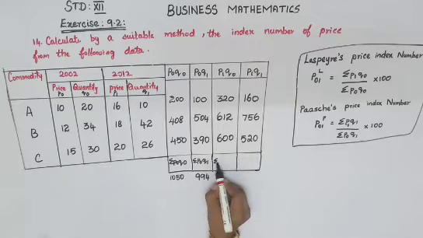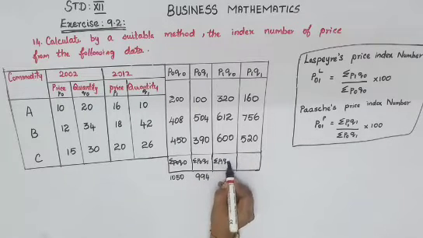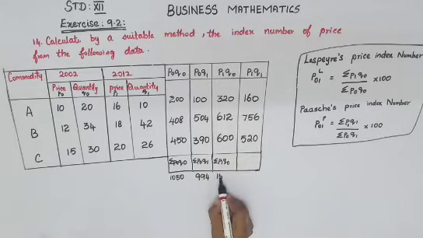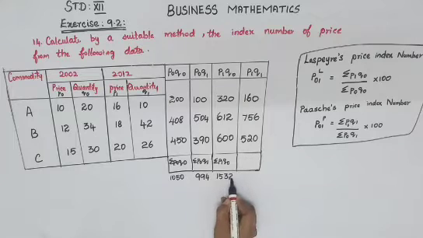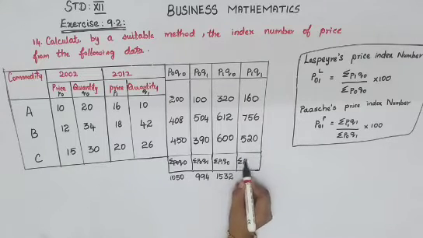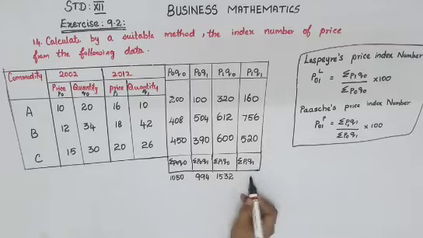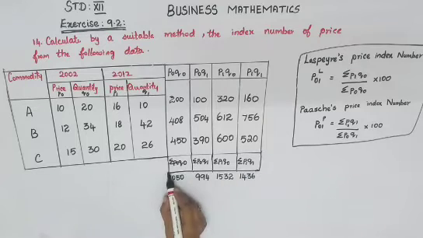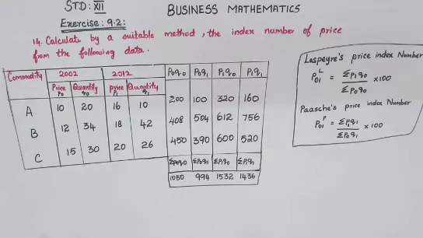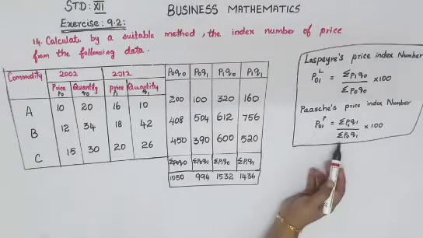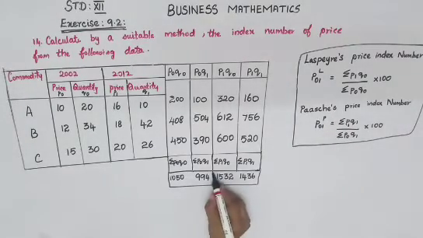Next is sigma P1 Q naught. Adding all these three numbers, you will get 1532. Next is sigma P1 Q1. Adding all these three numbers, you will get 1436. Now we have all the values ready for P1 Q naught, P naught Q naught, P1 Q1 and P naught Q1. Now you have to substitute in your formula. Both the formulas you have to substitute.